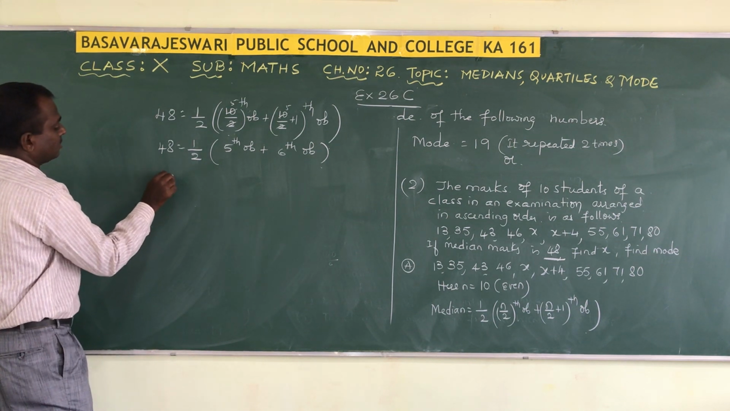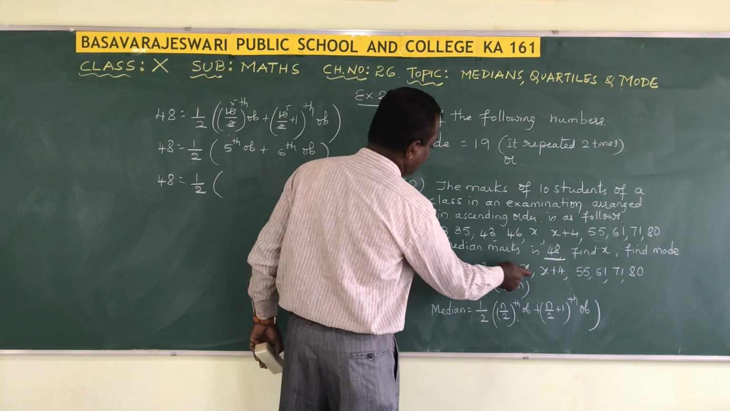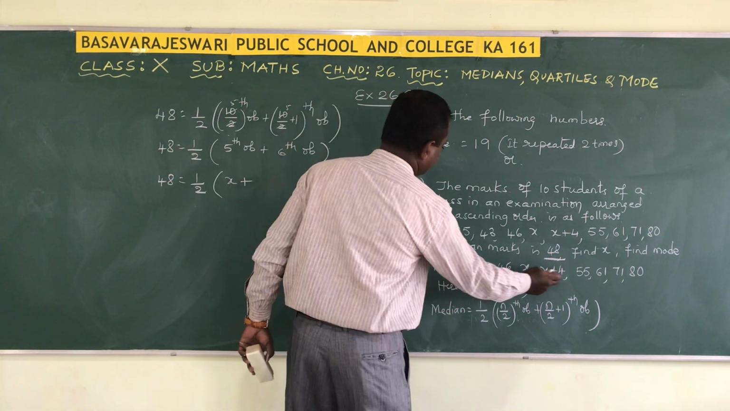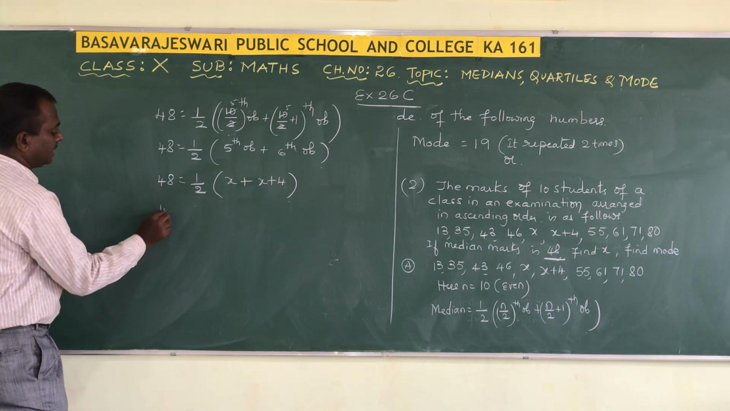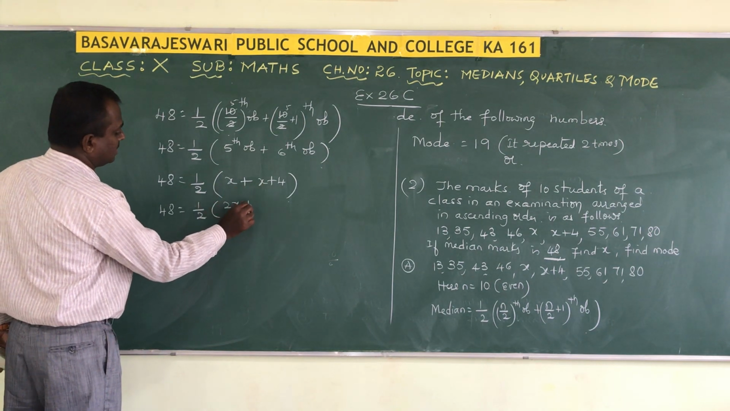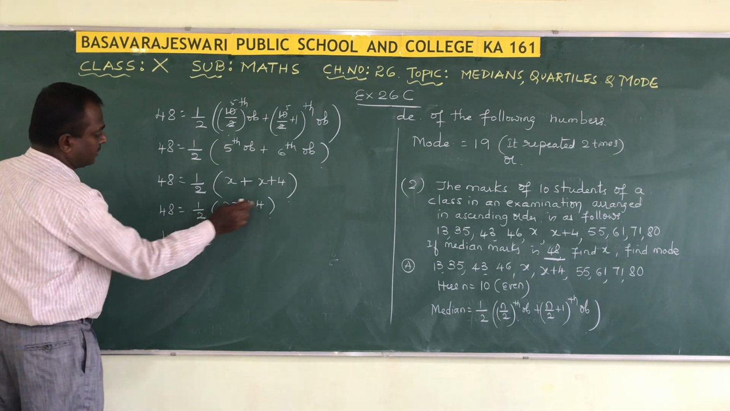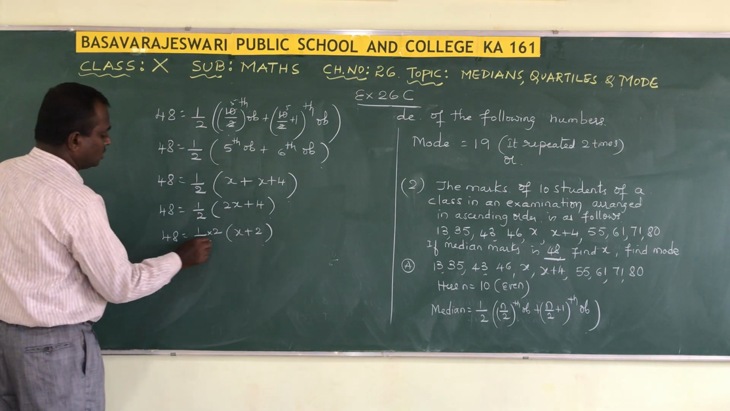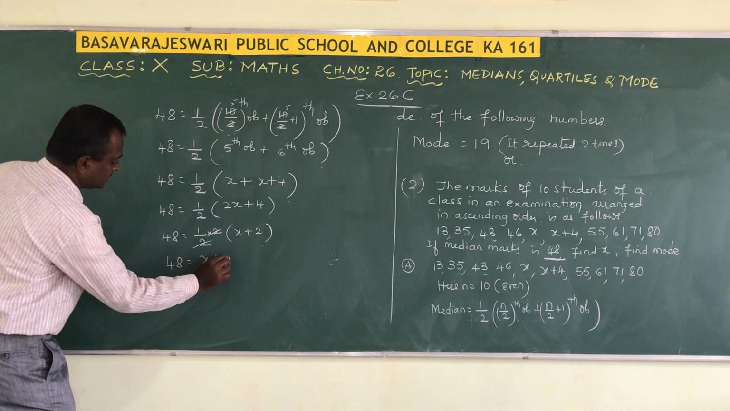So 48 is equal to half into. What is the fifth observation? 1, 2, 3, 4, 5: x. What is the sixth observation? x plus 4. 48 is equal to half into x plus x plus 4, that is 2x plus 4. I will take 2 common out. What remains inside? x plus 2, and the 2 cancels. So 48 is equal to x plus 2.